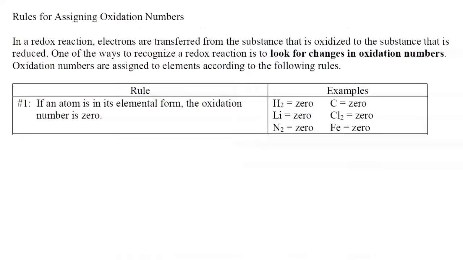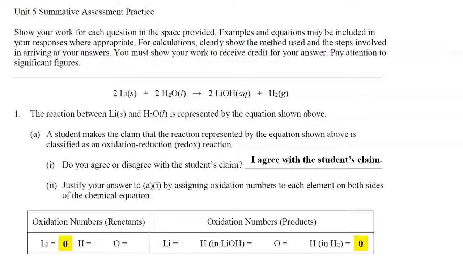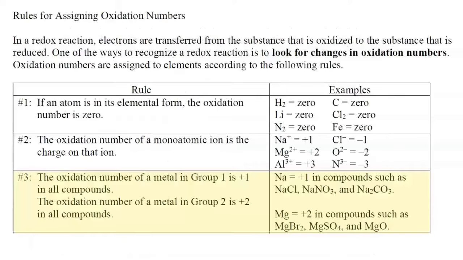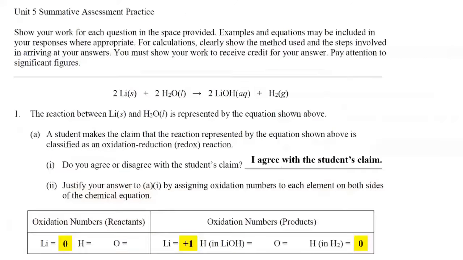This rule says that if an atom is in its elemental form, the oxidation number is 0. So we see on the left side of the equation solid lithium, and on the right side of the equation we see gaseous hydrogen. Those substances in their elemental form have oxidation numbers of 0. This rule says that the oxidation number of a metal in group 1 is +1 in all compounds. So since lithium is a member of group 1, in the compound lithium hydroxide, on the right side of the equation, LiOH, lithium carries an oxidation number of +1.